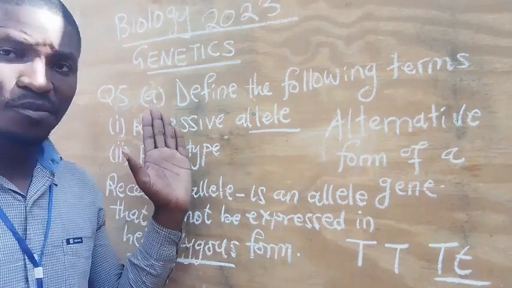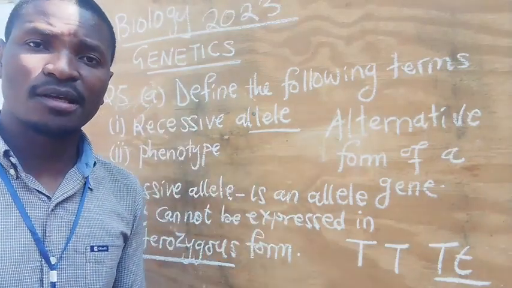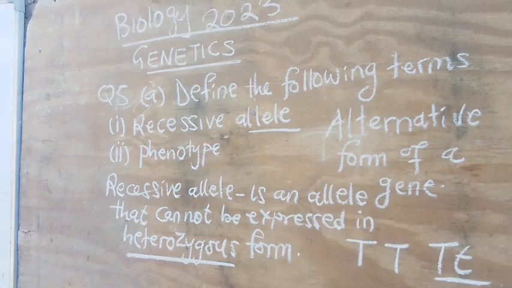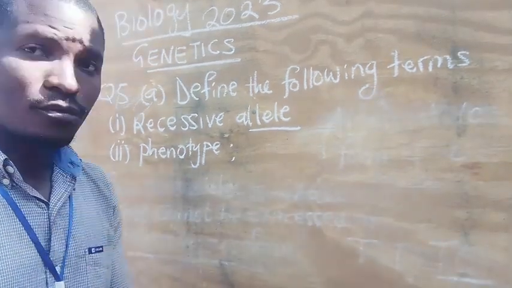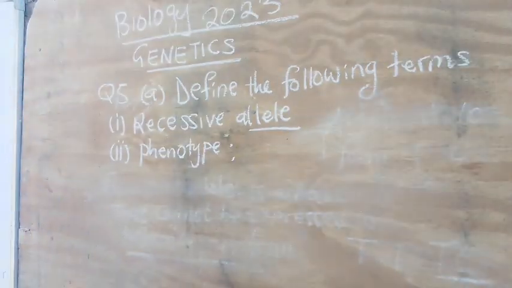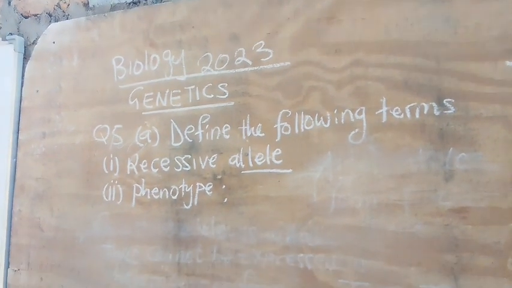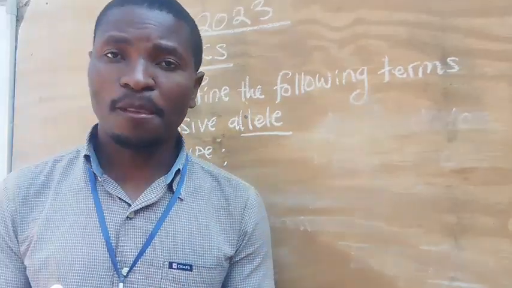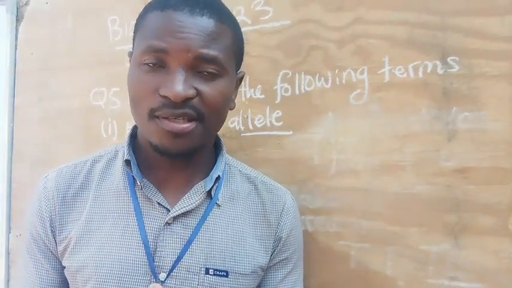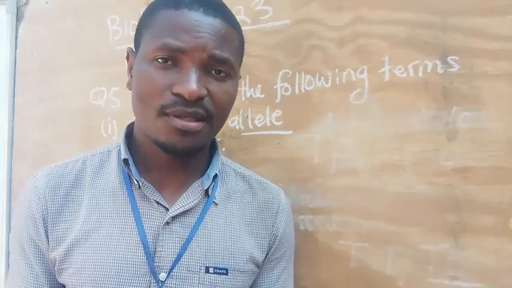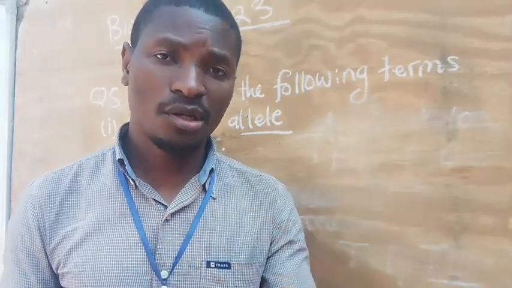Now let's go to what is called a phenotype. So what is a phenotype? A phenotype is simply an outward appearance of an organism or individual.